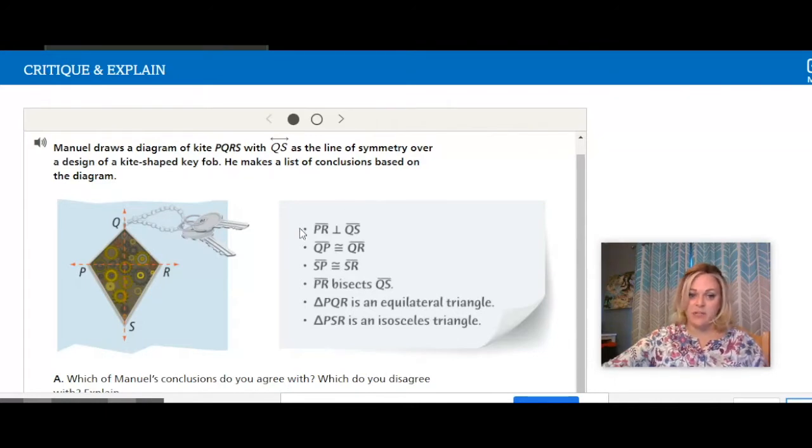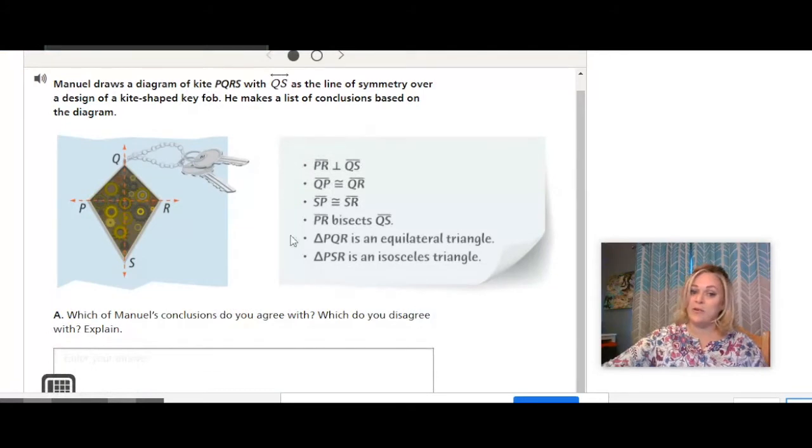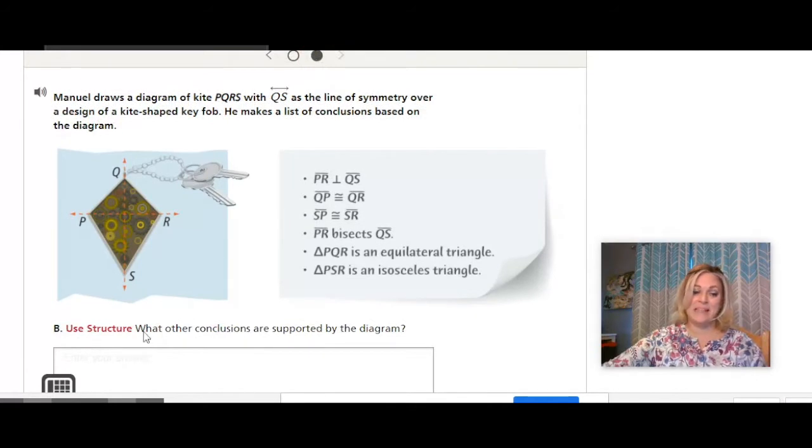He makes a list of conclusions, which are right here. You have to determine if you agree or disagree with these conclusions that he made. And then later in part B, it says, what other conclusions might you make in addition to what Manuel made? So try to think of other things that you might discover of this kite drawing.